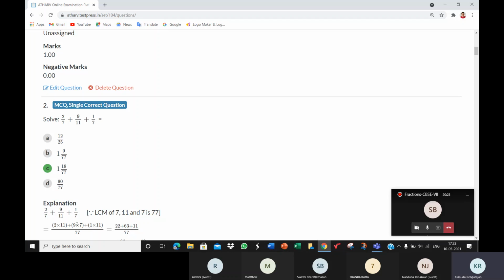Now 2 into 11 is 22. 9 sevens are 63. 1 into 11 is 11. What's the sum of the numerators? What is 22 plus 63 plus 11? Quickly.